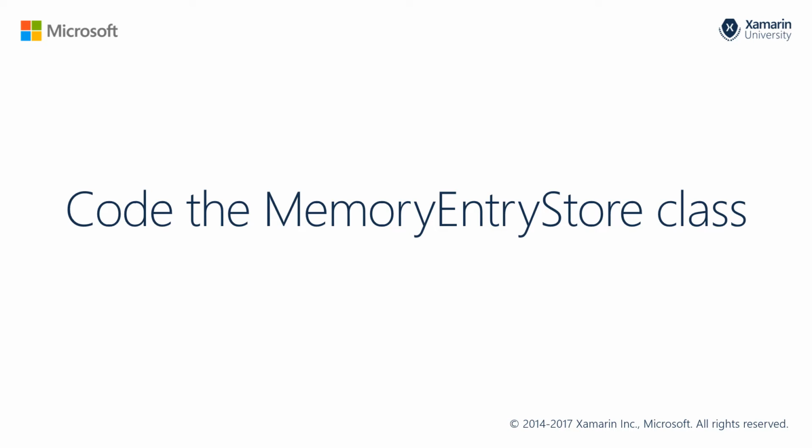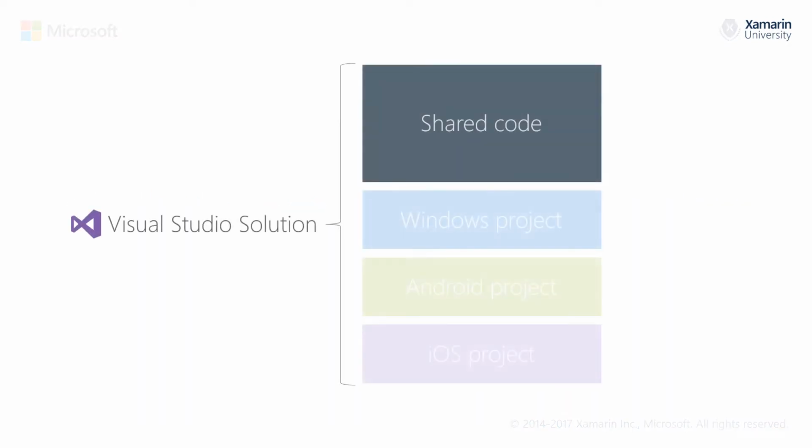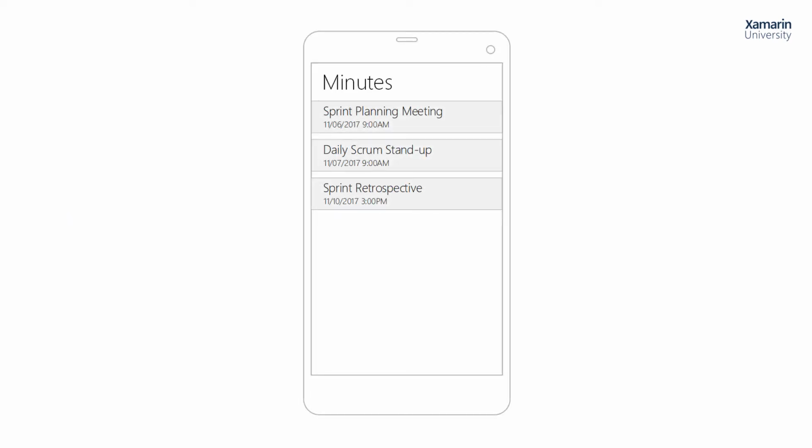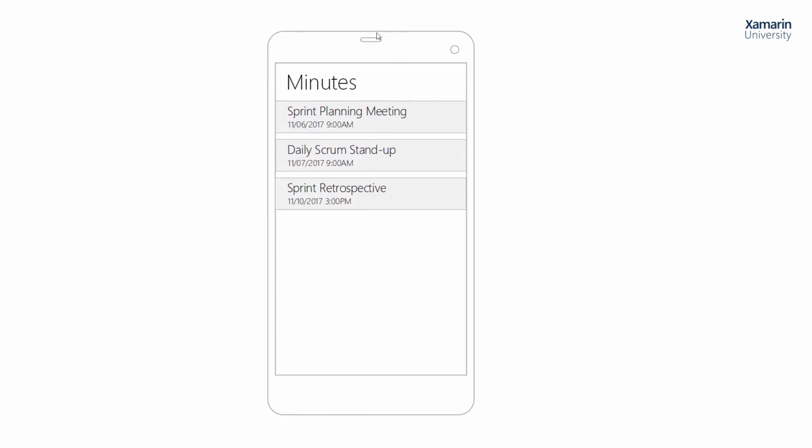We're going to work on the data layer for our Minutes app. Here we're going to code a class called MemoryEntryStore. We're going to store our entries in memory, and we're going to use a dictionary behind the scenes to hold the objects, which means we're going to be able to write this entire class in our shared code. Again, our goal is to store this collection right here of entry objects.